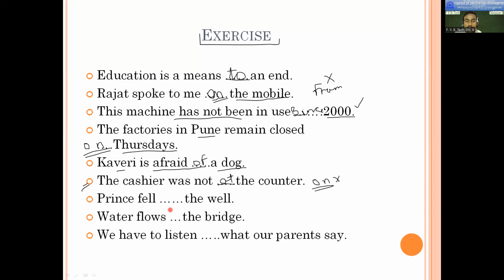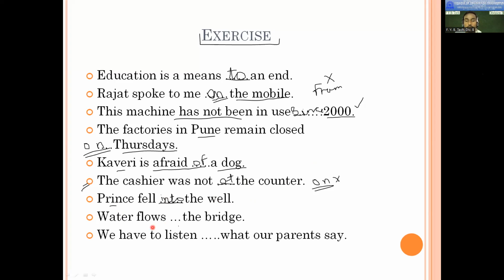Next, Prince fell dash the well. Into. Yes, here it has to be into. If you write in, that will be wrong because we have just studied it. It was like the donkey fell into the well. Here only the phrase changed, and this example is the same.